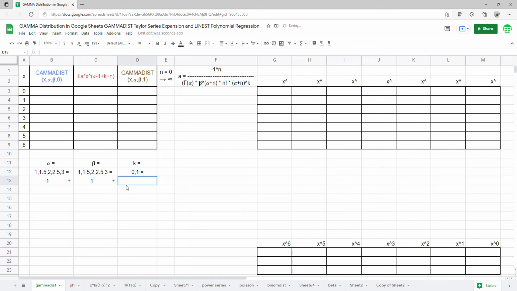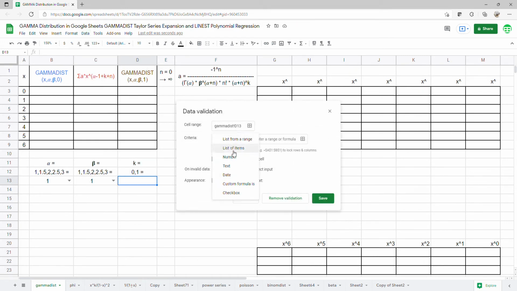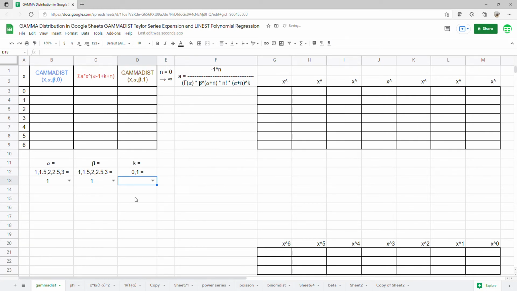For the value of k, which is also data validation, list of items 0 or 1, and save. We can start from 0.